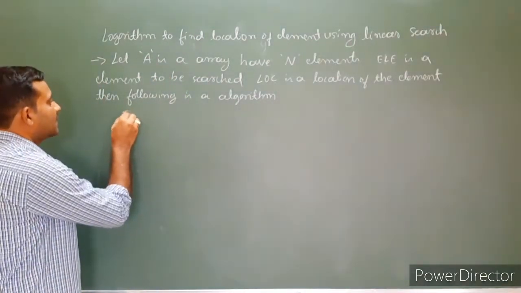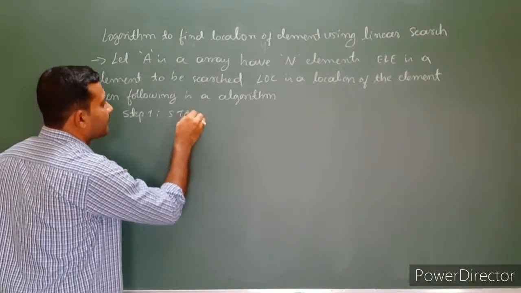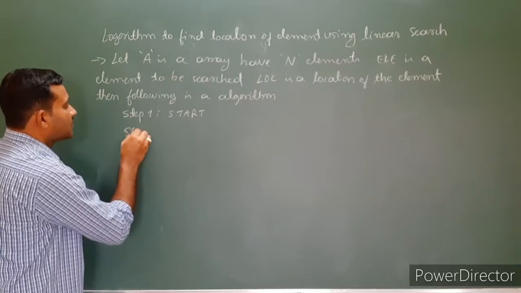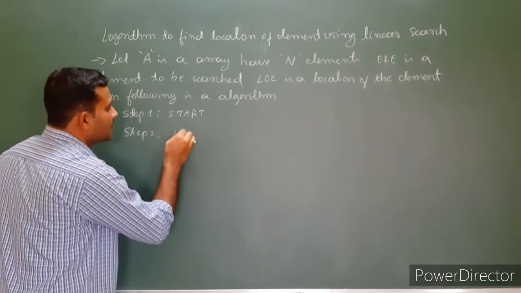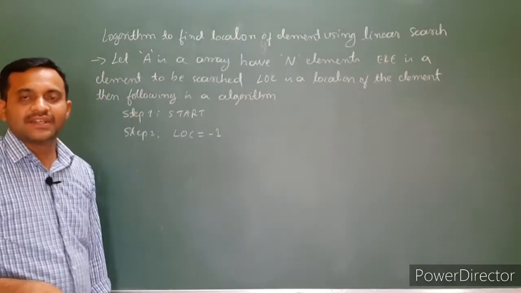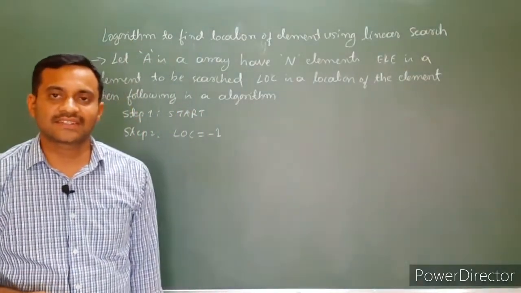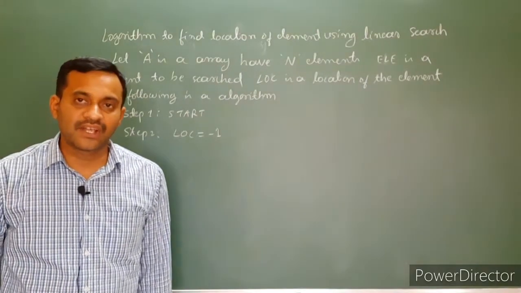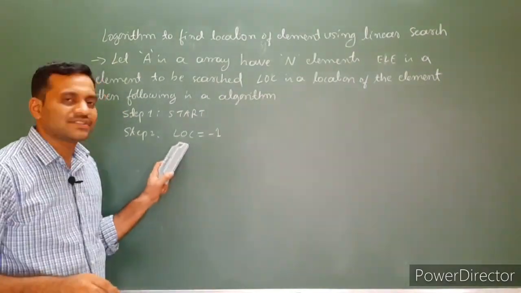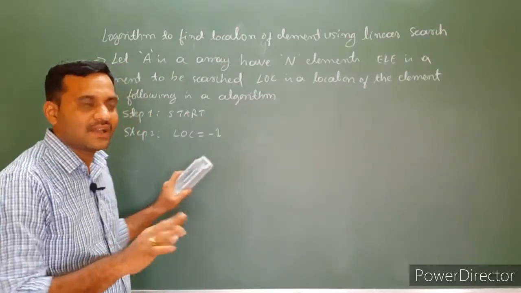Let's start the algorithm. Step 1, start. Step 2, initialize location equals -1. Why is it -1? Initially the element is not found in the array. Index values start from 0 to n-1. Hence initializing location equals -1 means the element is not present in the array.